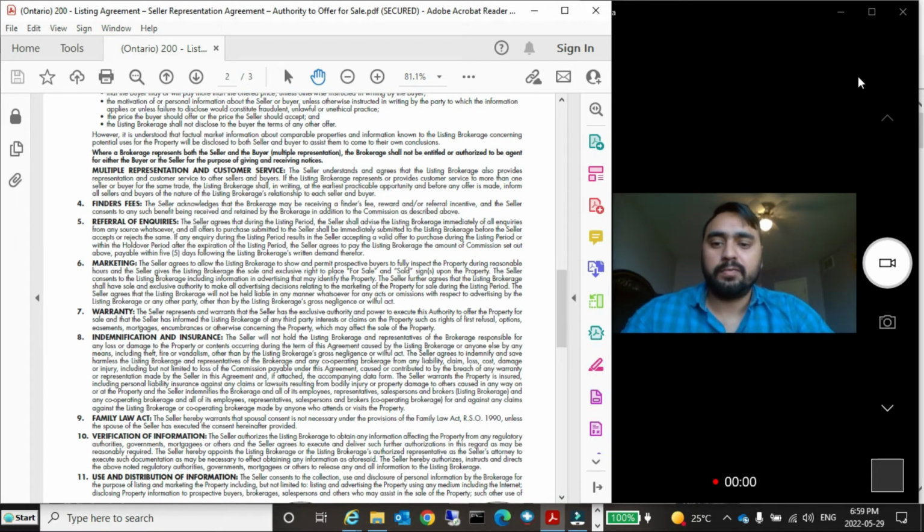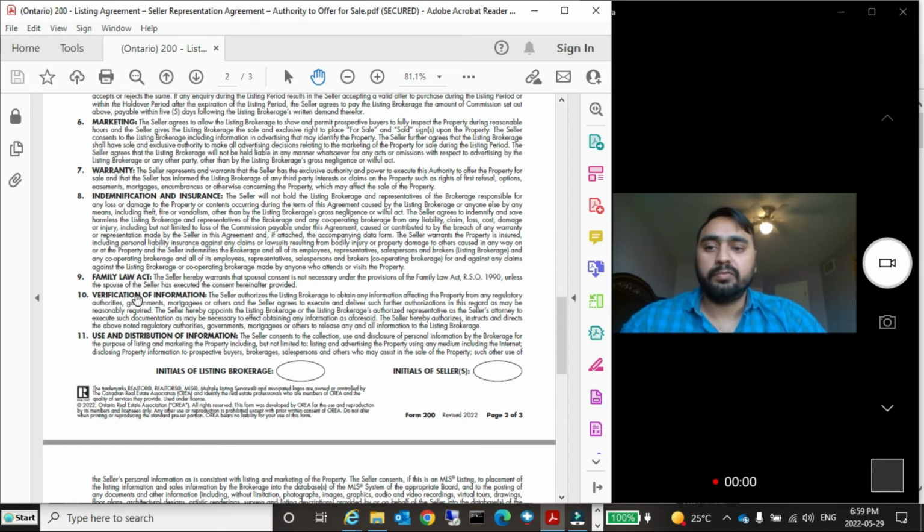So the next one is the Family Law Act. This section states, in the form of a warranty, that if spousal consent is required, then the spouse has to sign it. Which basically means that if the house is a matrimonial home, then spousal consent is required.